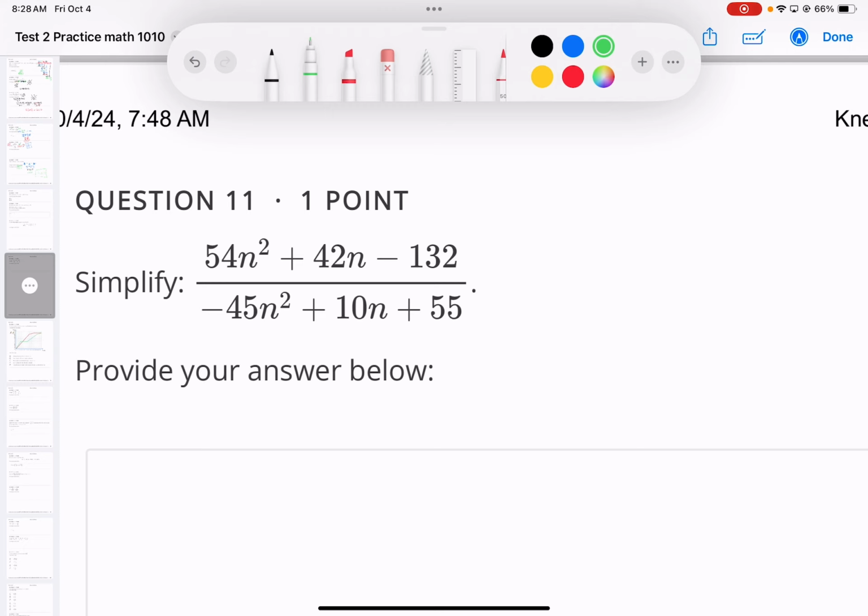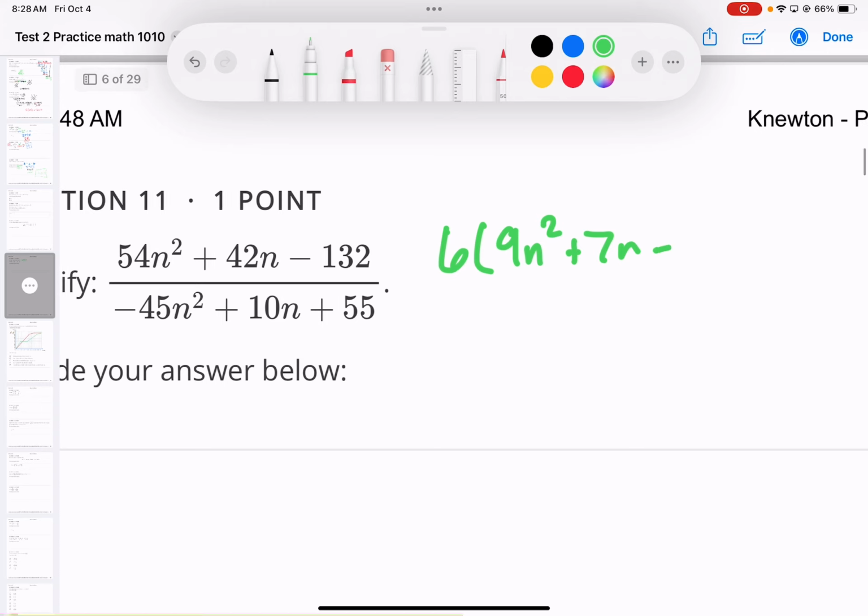What can I divide out of this top one? Can you divide 7? 7 doesn't go into 54. I think I can divide a 6. Yeah, that's it. Somebody want to do 132 divided by 6 for me? It's 22. Okay, so I'm going to go 6. That's going to give me a 9n squared plus 7n minus 22.